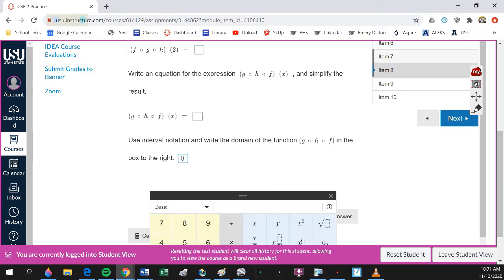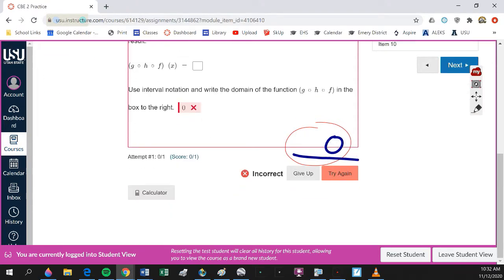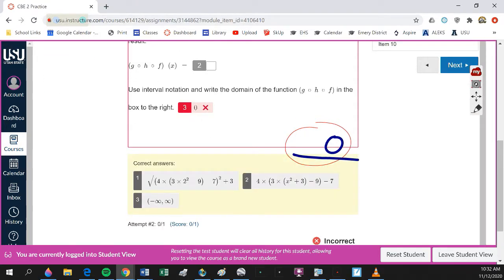So what is the domain? So what do you think we do for the domain here? It's going to be the domain of f intersected with the domain of the entire function, skipping all of the functions in between. So I'll show you. It says all real numbers. Oh, how nice.